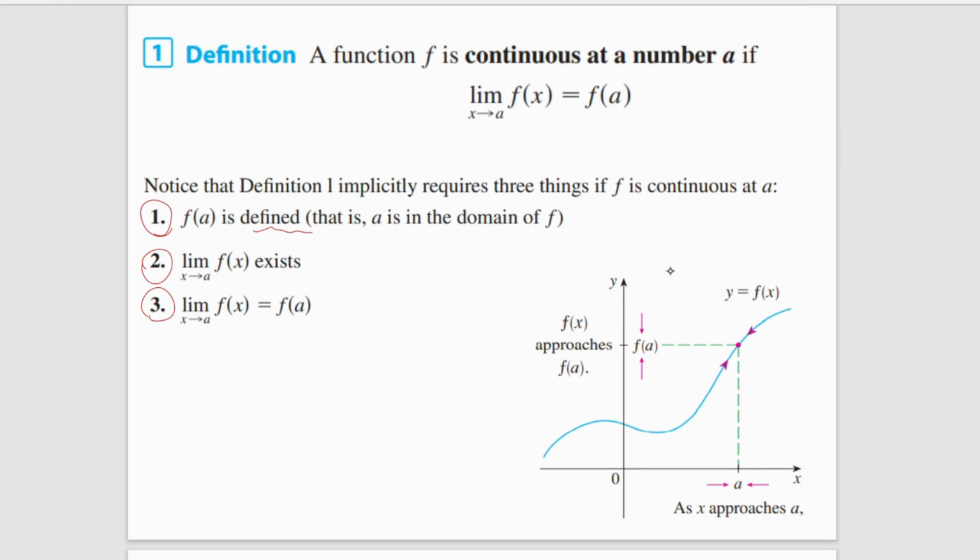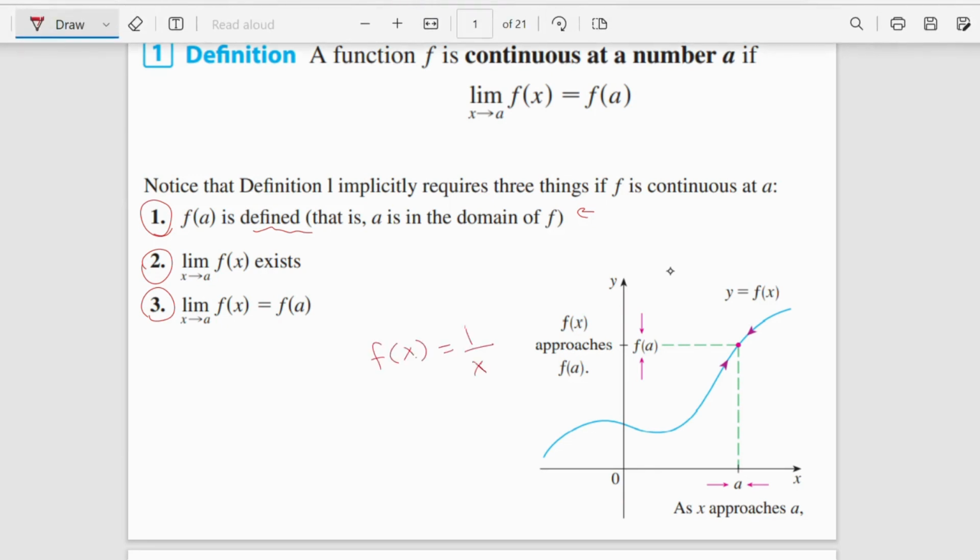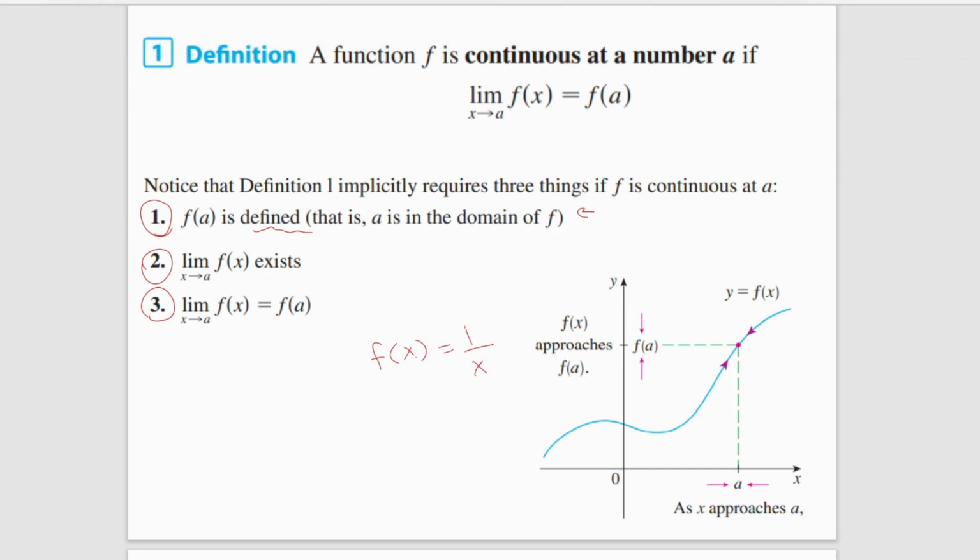Okay, the first one is about the value of the function. Is the value of this function defined or not? Do we have a value at this point or not? For example, if I have f of x is equal to 1 over x, and I need to check the value of this function, is it defined or not?